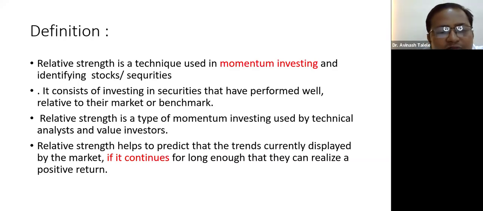As said, relative strength is a type of momentum investing used by technical analysts and value investors. The difference between them is the time frame in which they follow the system. It helps to predict that the trends currently displayed by the market, if they continue long enough, can realize a positive return.